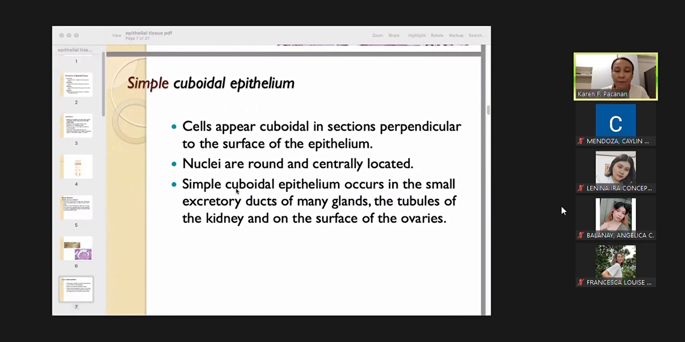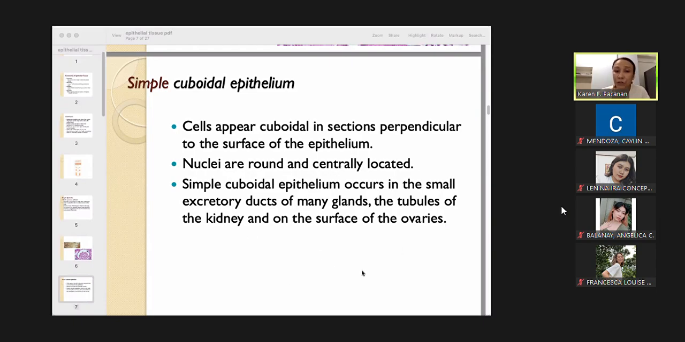Another type of simple epithelia is simple cuboidal. It is made up of a single layer of cells that are equally tall and wide, kaya tinawag na cuboidal. Again, we need to observe the position and the shape of the nuclei for proper identification. For a simple cuboidal type of epithelium, the nuclei are rounded and central in terms of location.